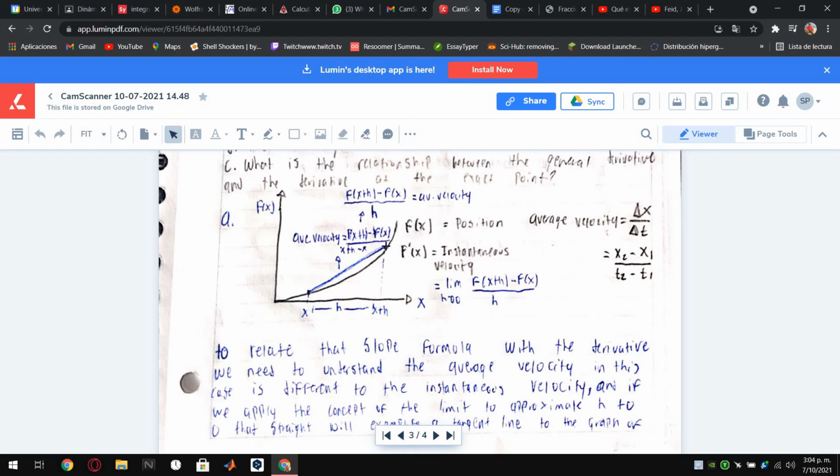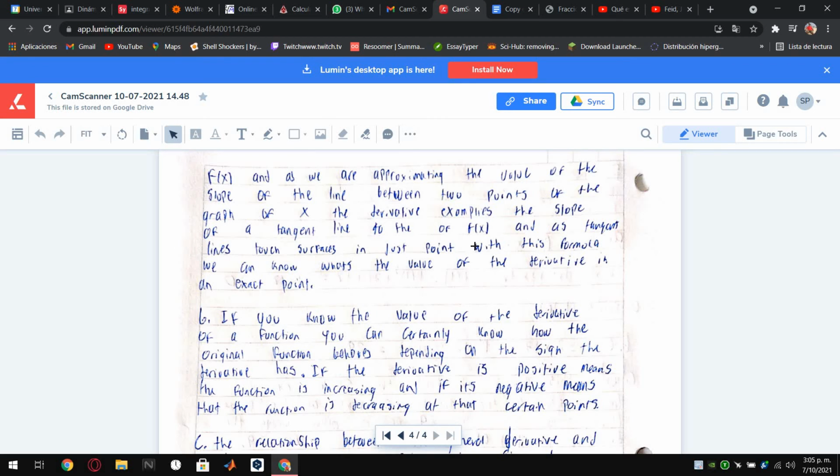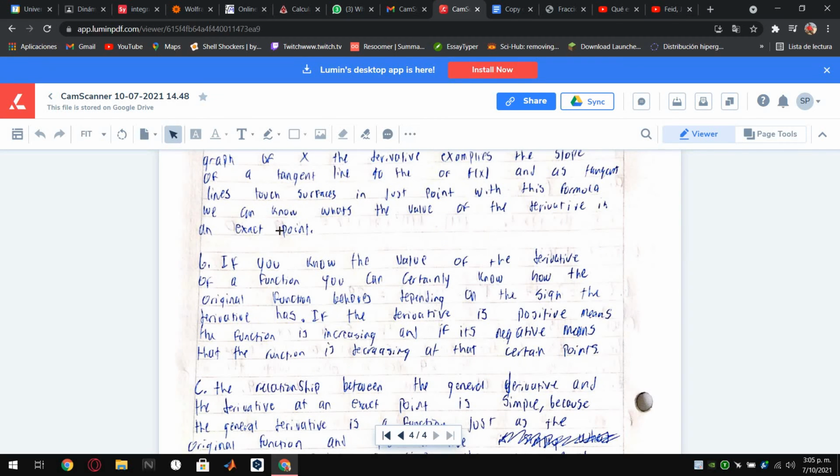Then we end up with the first principles formula that we use to find the derivative. And what is the derivative in this case? It's going to be the instantaneous velocity, because it's the slope of the tangent line at an exact point. It's at an exact point because a tangent line touches a graph only in one point. So that's the explanation. Like I said, it's a derivative at an exact point.